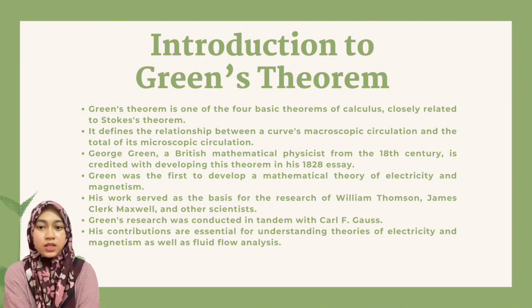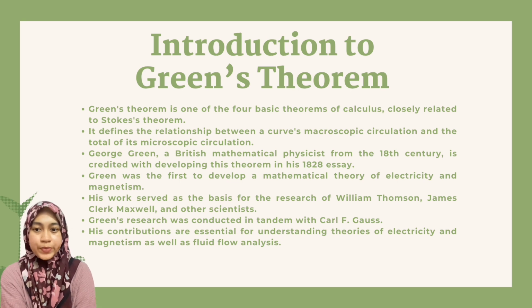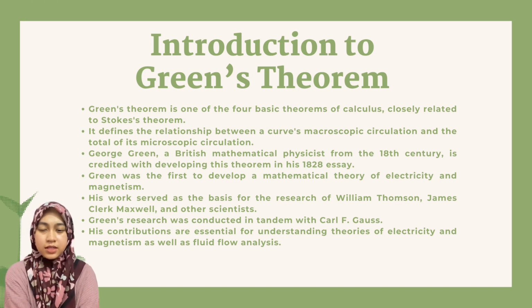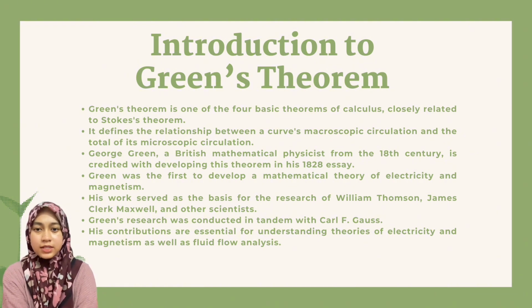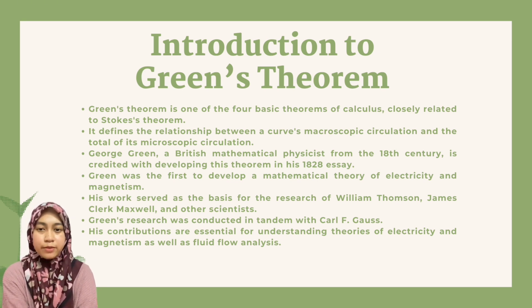George Green, a British mathematical physicist from the 18th century, is credited with developing this theorem in his 1828 essay. Green was the first to develop a mathematical theory of electricity and magnetism. His work served as the basis for the research of William Thomson, James Clerk Maxwell, and other scientists. Green's research was conducted in tandem with Karl F. Gauss. These contributions are essential for understanding theories of electricity and magnetism as well as fluid flow analysis.